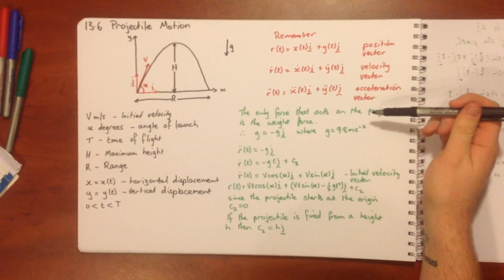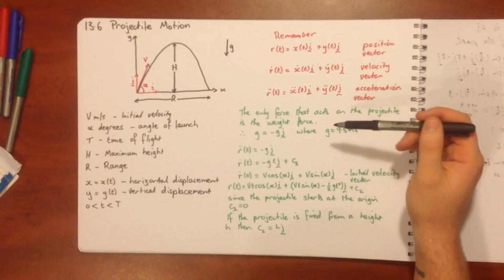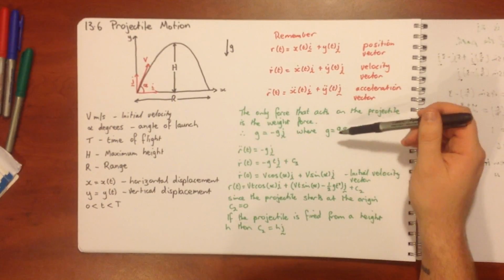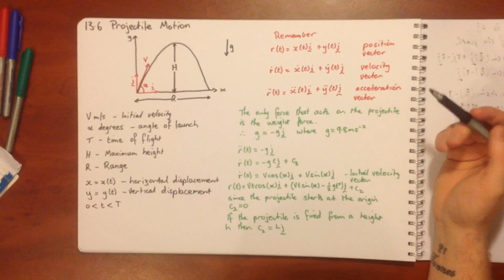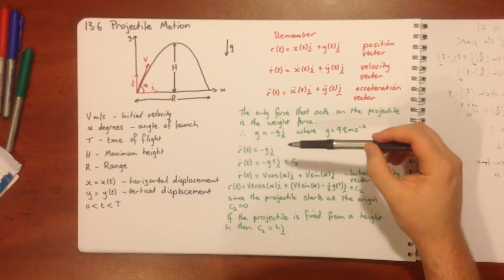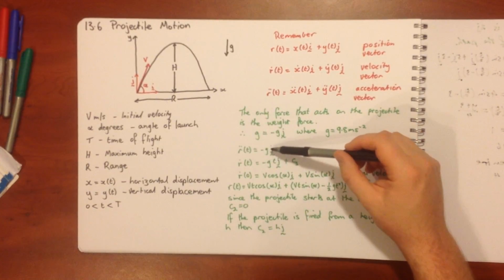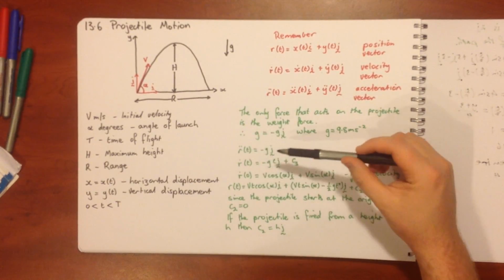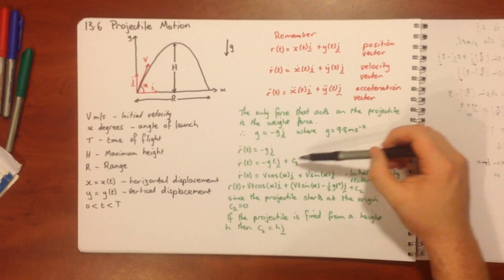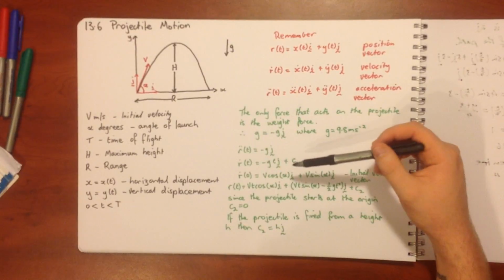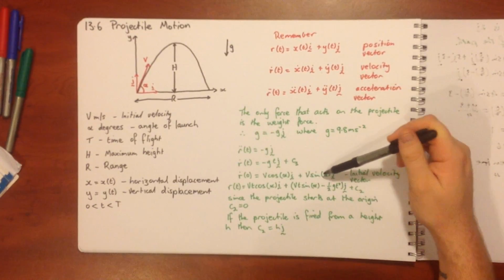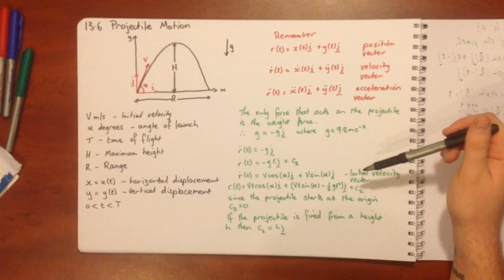The only force that acts on the projectile is the weight force. So we say g is equal to negative g j because it acts down, and g is 9.8 meters per second squared. That means our acceleration is equal to negative g j. Our velocity is equal to negative g t j plus C1, and our r dot of 0 equals v cos alpha i plus v sine alpha j, so that's our initial velocity vector.